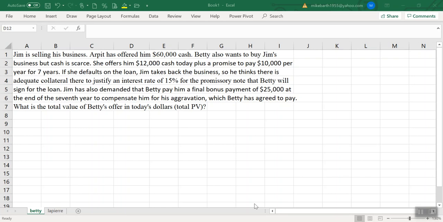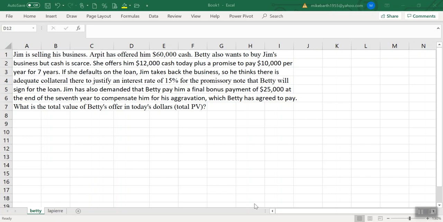If she defaults on the loan, Jim gets the business back, so he thinks there's adequate collateral there, and that could justify a discount rate of 15% for the promissory note that Betty's going to sign. Jim has also demanded that Betty pay him $25,000 at the end of the 7 years, and that's just an aggravation payment. And Betty says, okay, I can do that too.